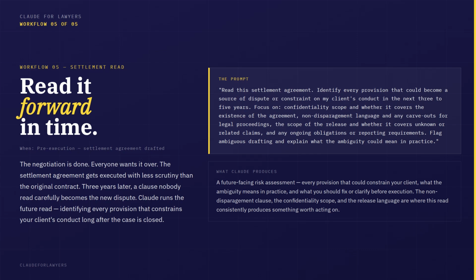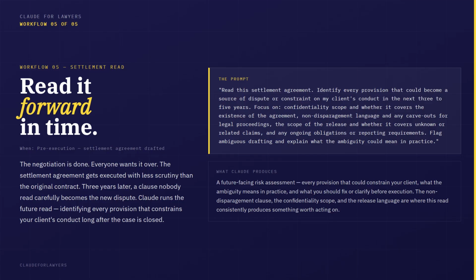Here's the prompt. Read the settlement agreement. Identify every provision that could become a source of dispute or constraint on my client's conduct in the next 3 to 5 years. Focus on confidentiality scope and whether it covers the existence of the agreement, non-disparagement language and any carve-outs for legal proceedings, the scope of the release and whether it covers unknown or related claims, and any ongoing obligations or reporting requirements. Flag ambiguous drafting and explain what the ambiguity could mean in practice.